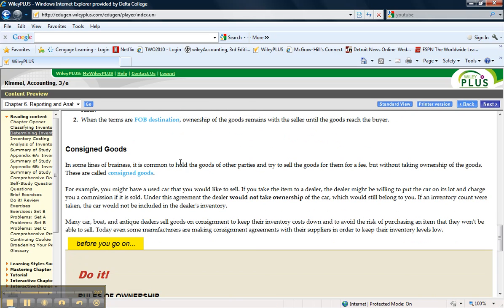Consigned goods are just goods that are on hold at some other location to be sold by that other location. They still belong to the company that put them there. So if I own some inventory and I want to have some other company sell it, they've got possession of the goods, but they're still included in my inventory. So I have to add consigned goods back into my inventory count too.